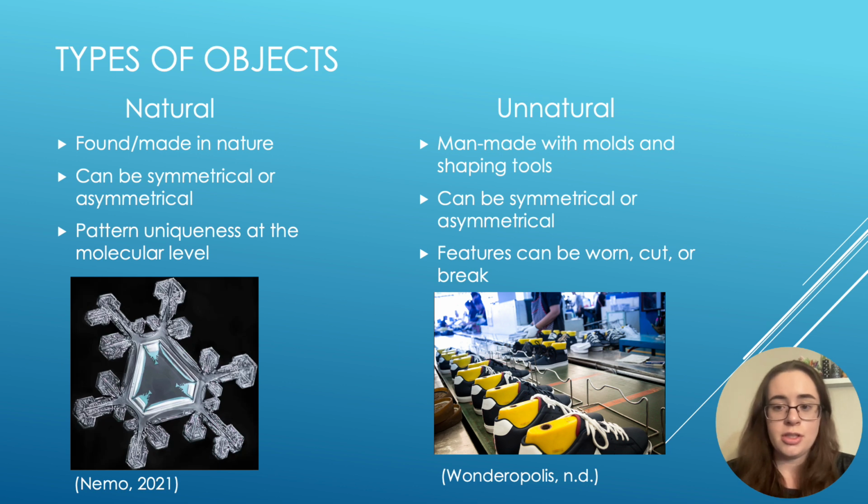Like I previously mentioned, all natural patterns are unique, and this includes patterns at the molecular level. Unnatural patterns can also be unique at such a level, but will also acquire changes to their features. This can occur through the features chipping or breaking, such as paint chipping off of stairs or bits of a tool breaking off. I've included an example of both types of objects.